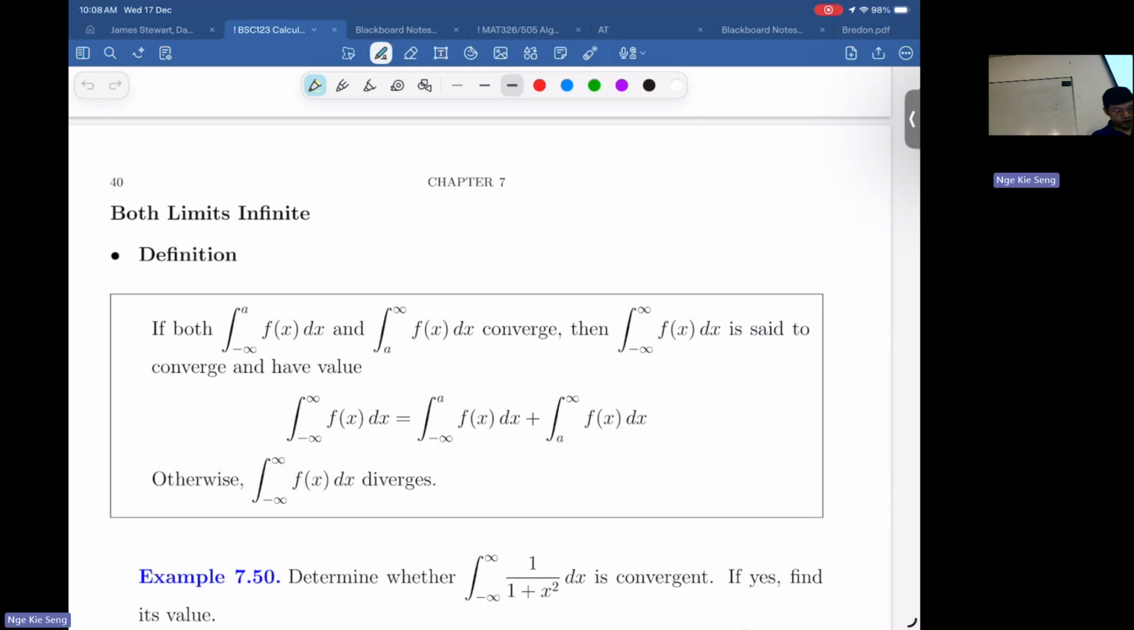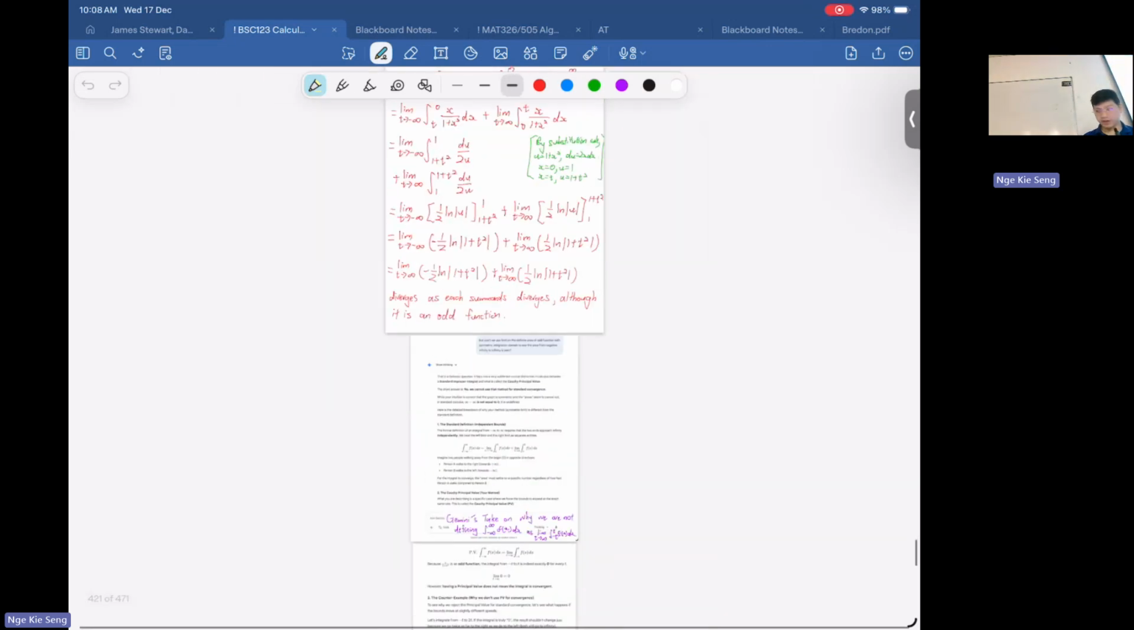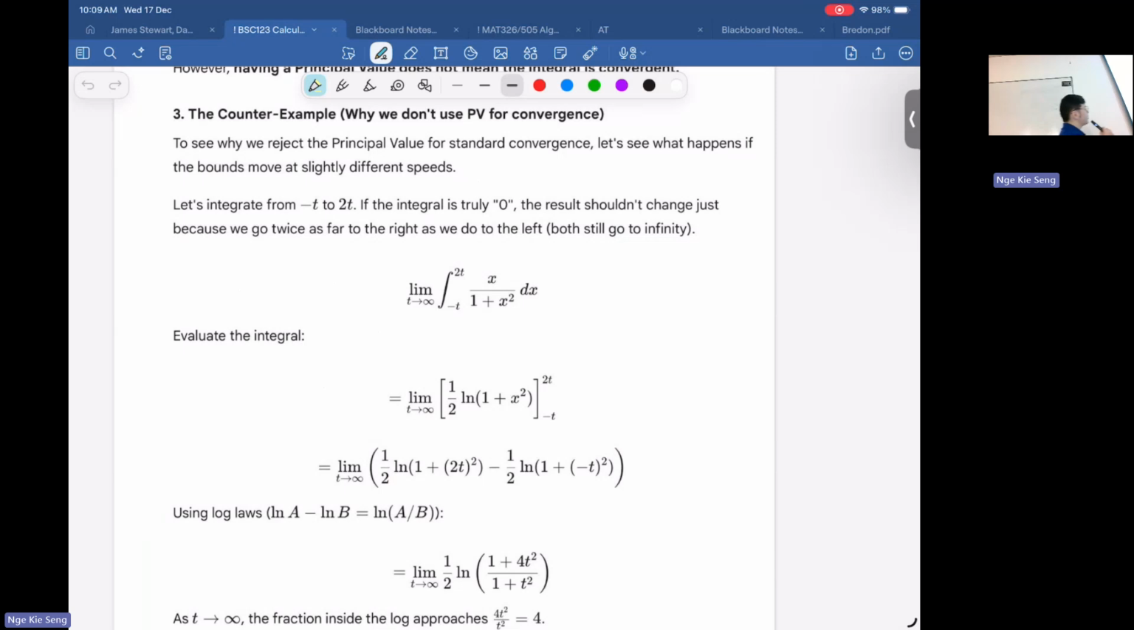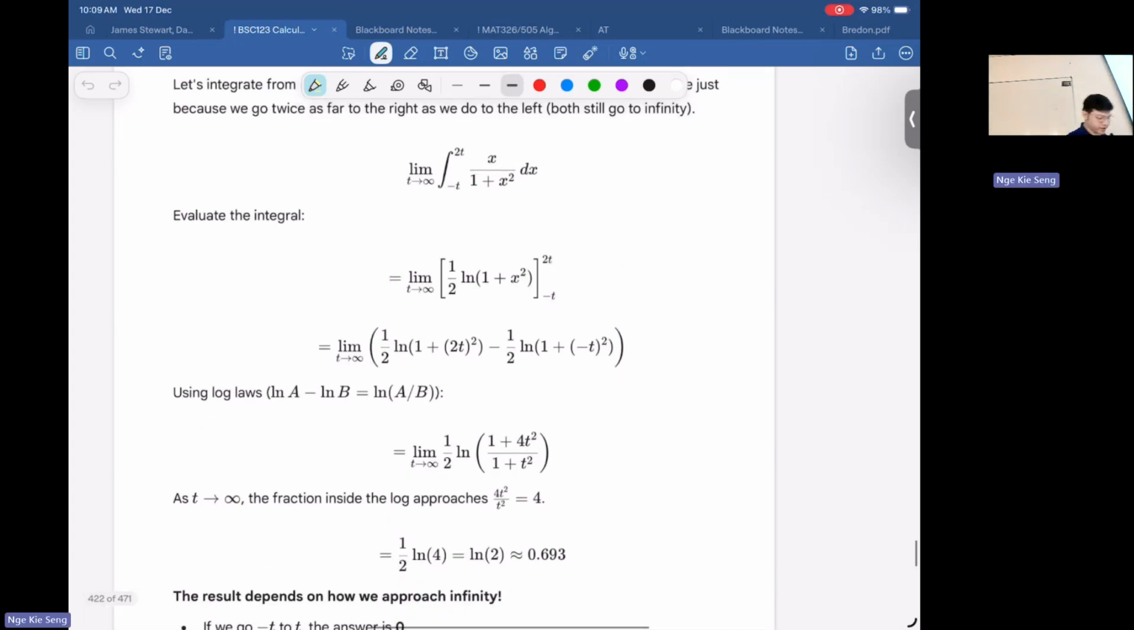There's a very good reason why we don't want to do that. I asked Gemini, and Gemini gave me very good examples. This is a very good example of why we don't want to use the Cauchy principal value. If you look at this limit, it is also going to infinity on both sides. One is positive infinity, one is negative, but at different speeds. One speed is 2t, one is just t. So one goes faster than the other. If you calculate this, what do you get? It appears that this number is finite.